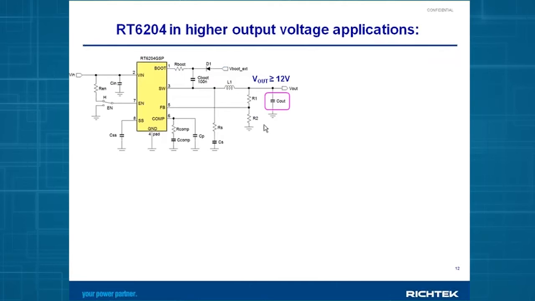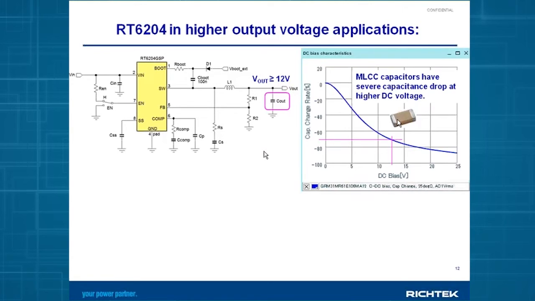Let's have a look at higher output voltage applications. Because the RT6204 can be used with output voltages up to 50 volts, the output capacitor is something to consider. In low voltage supplies, you normally use MLCC ceramic output capacitors. But you have to consider one thing. MLCC output capacitors have a DC bias effect. It means that when the DC bias across the capacitor increases, the capacitance drops from the original 10 microfarad value, and it drops considerably at 12 volts. In this case, it drops almost 70%.